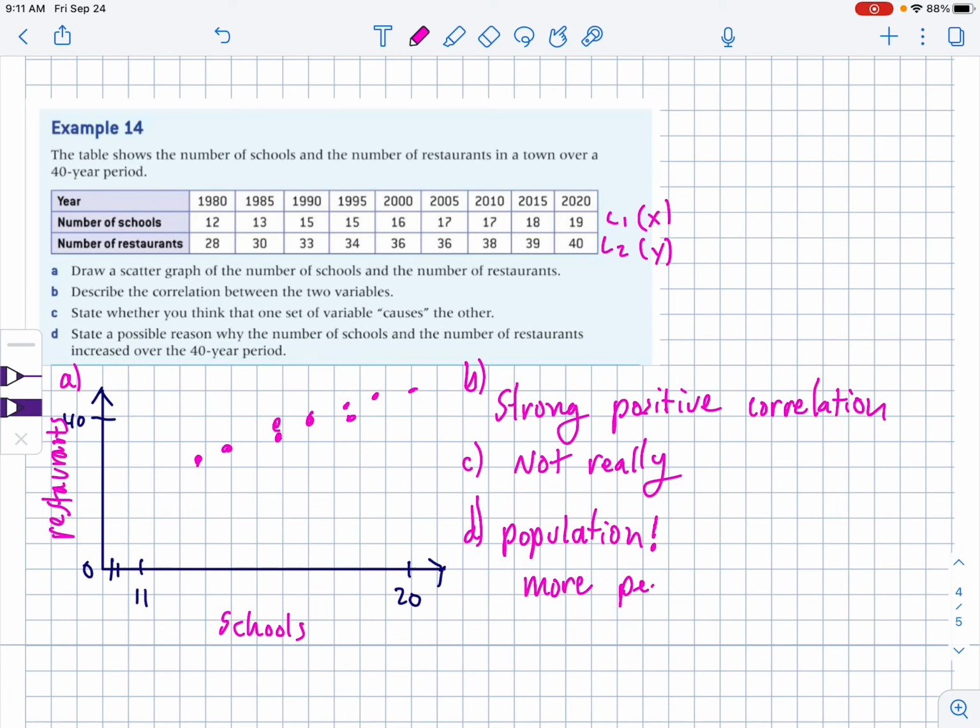So more people equals more schools, and more people equals more restaurants.